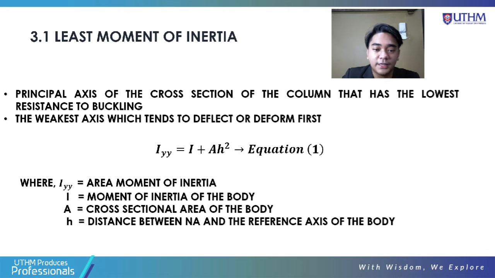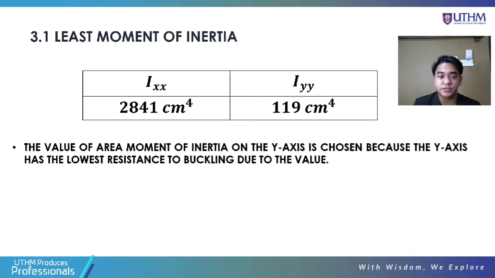The value of I depends on the shape of the column. So for this project, the value of area moment of inertia on the y-axis is chosen because the y-axis has the lowest resistance to buckling due to the value. As you can see here, the value of area moment of inertia on the y-axis is smaller than the value of area moment of inertia on the x-axis, which means the y-axis tends to deform or buckle first compared to the x-axis.